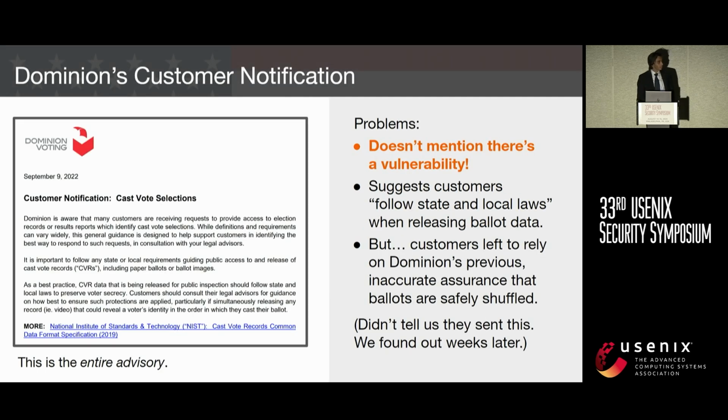Now, Dominion did send a notification to some of their customers, which you can see on the screen right here. There's a small issue with it, which is that it doesn't mention that there's a vulnerability. It says that jurisdictions should consult with their lawyers before they release additional data, but Dominion's customers were left to rely on the previous and inaccurate representations that the ballots were safely shuffled.